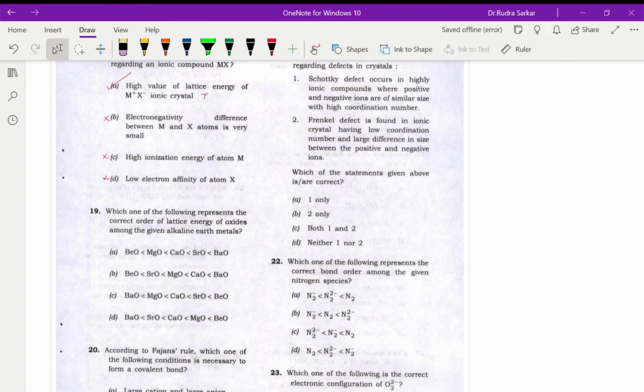Which one of the following represents the correct order of lattice energy of oxides among the alkali metals? So we know from the equation that F, the force of attraction, is directly proportional to Q1 Q2 by R square. Over here R is the internuclear distance.